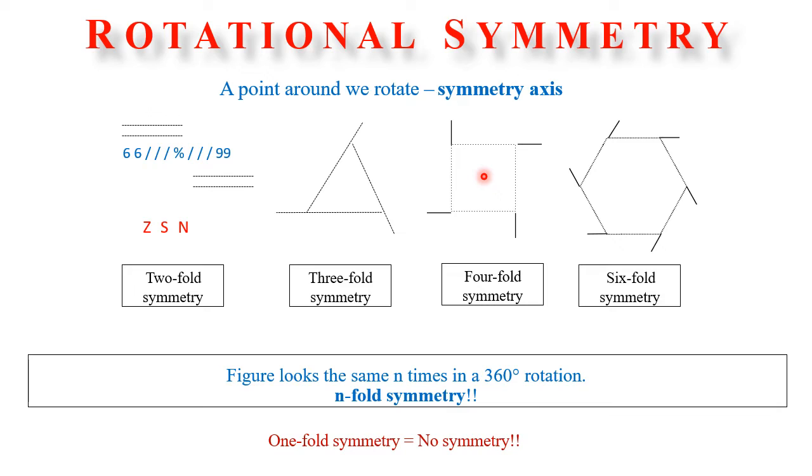If the object looks the same n times in a 360 degree rotation, then the object is said to have n-fold symmetry. If any object looks similar only after 360 degrees of rotation, this object does not possess any rotational symmetry. It has only a center of symmetry.